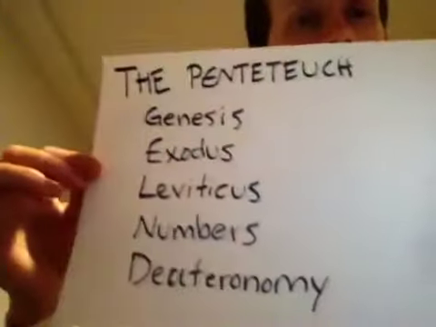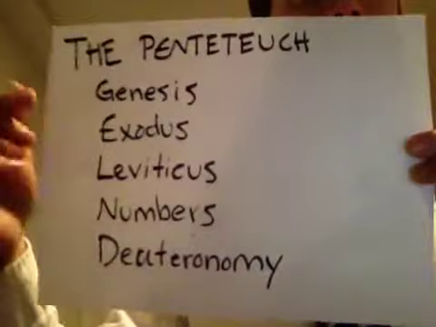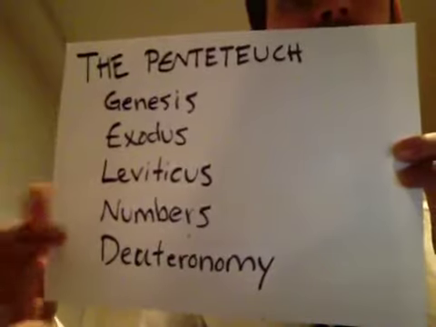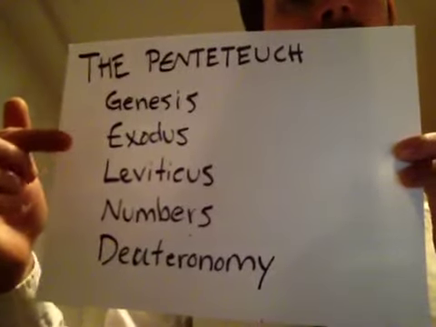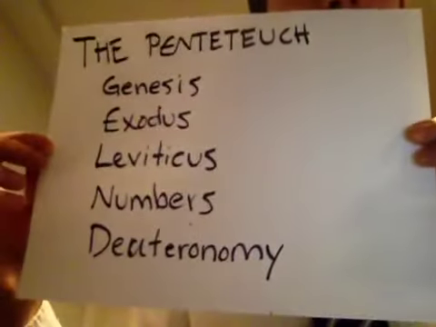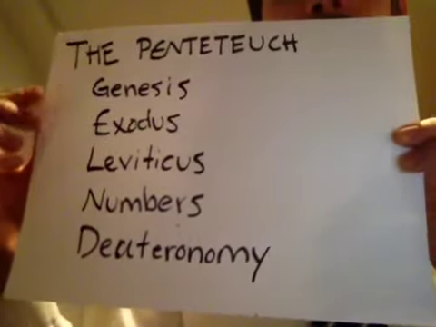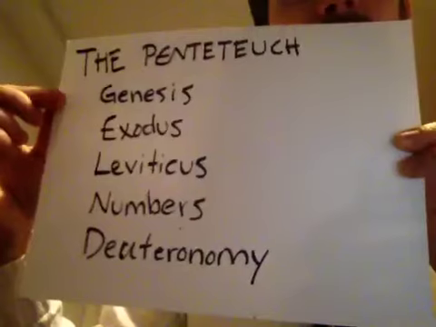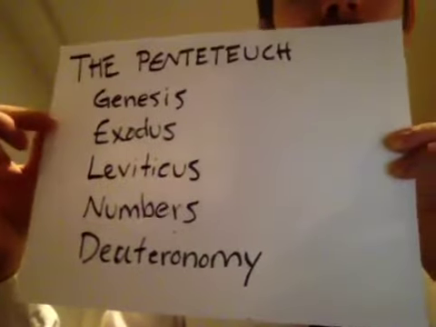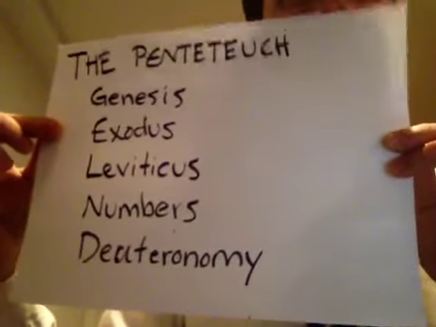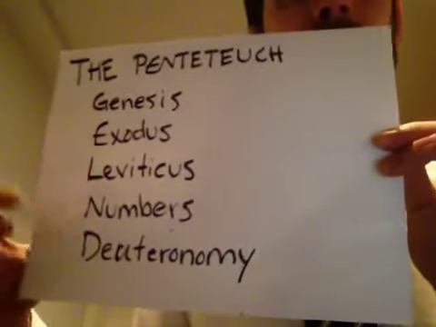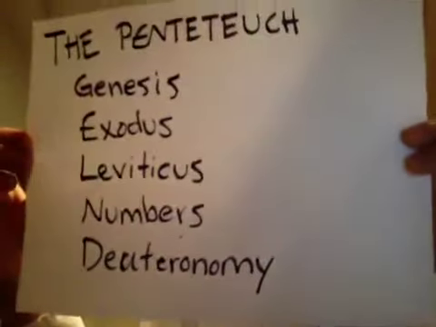So first of all, I have the Pentateuch. This is the first 5 books in the Old Testament: Genesis, Exodus, Leviticus, Numbers, and Deuteronomy. And so these 5 books have things that you know, like in Genesis you have the story of Adam and Eve and Noah and the ark. In Exodus you have the story of Moses and the plagues and things like that. Leviticus, Numbers, and Deuteronomy have a lot of laws and don't have as many stories.